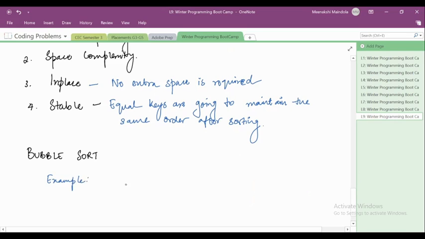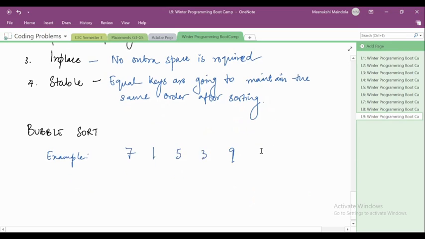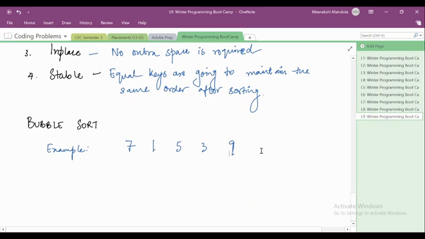So let us consider an example. Let us say that you have this example 7, 1, 5, 3, 9, and now you have to run the bubble sort algorithm on this. So what happens in bubble sort? You are going to compare the adjacent elements and then swap if they are not in the correct order. So simply this is the approach that you follow in bubble sort, which is comparing two elements and then swapping if they are not in the correct order, right?